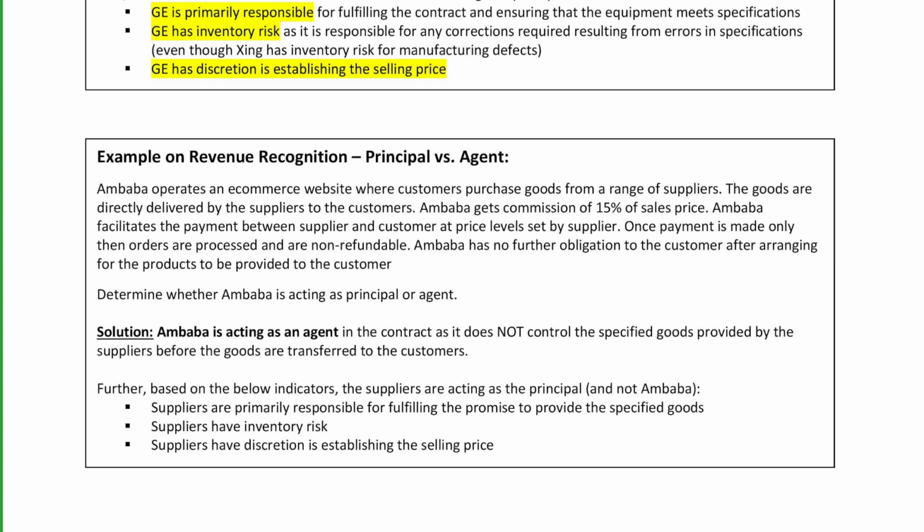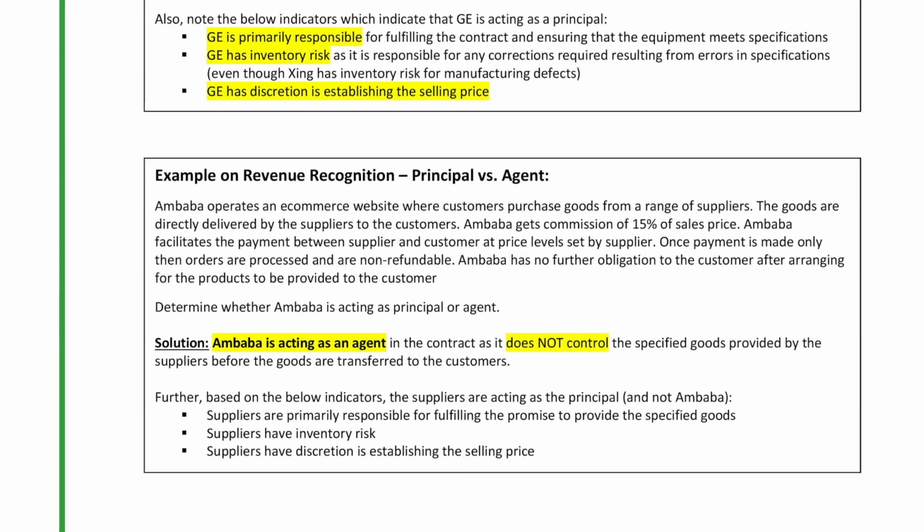And the answer is, highlight, Ambaba is acting as an agent, as it does not control the specified goods provided by the suppliers before the goods are transferred to the customers. Further, looking at the indicators, it's the suppliers who are primarily responsible. It's the suppliers who have inventory risk, and it's the suppliers who have discretion in establishing the selling price. And therefore, Ambaba is only an agent in this example.